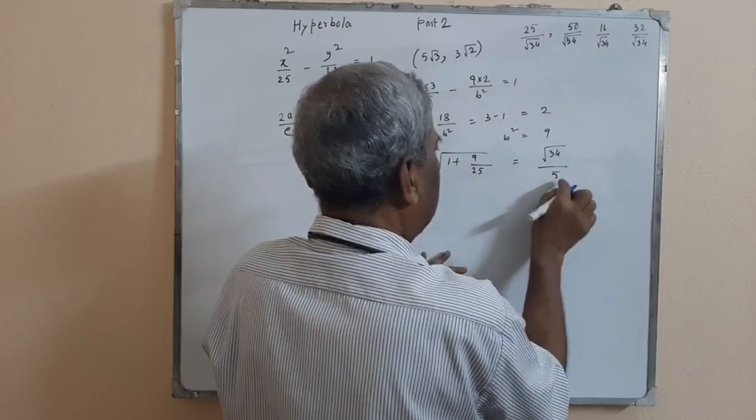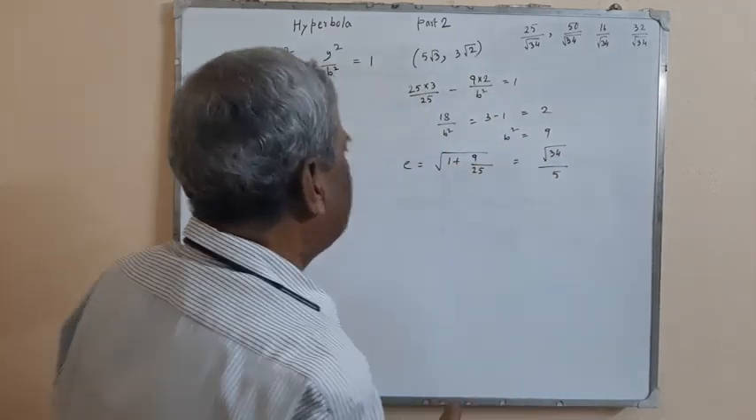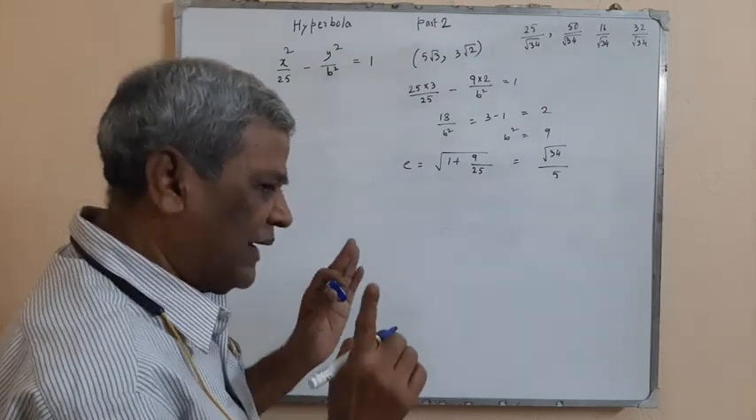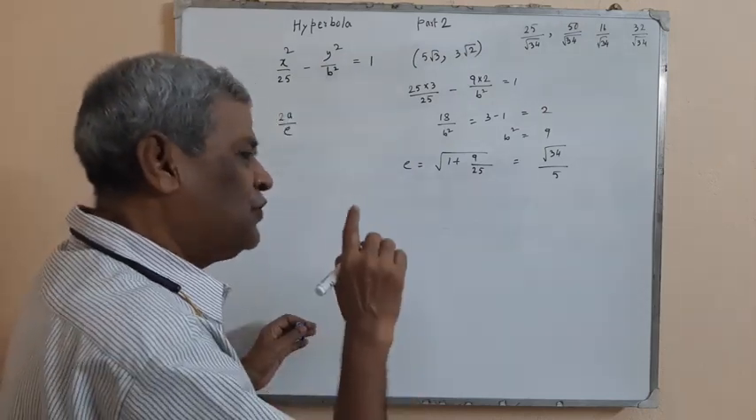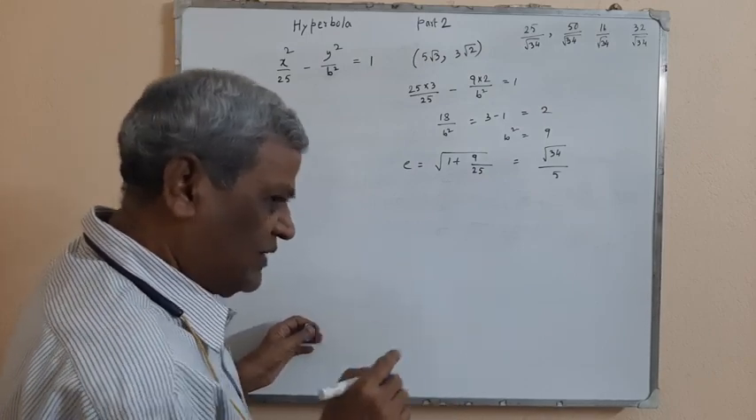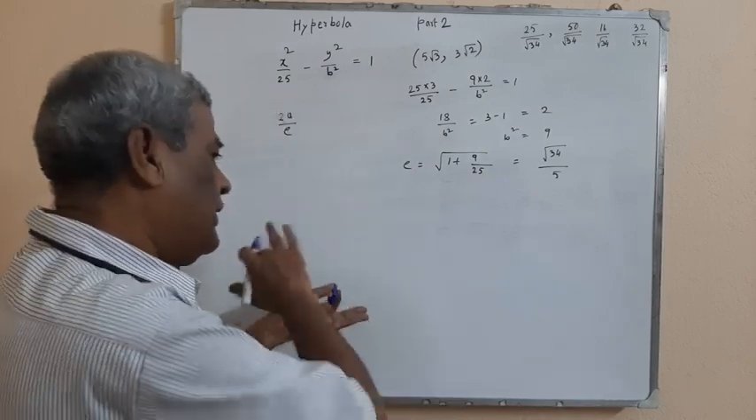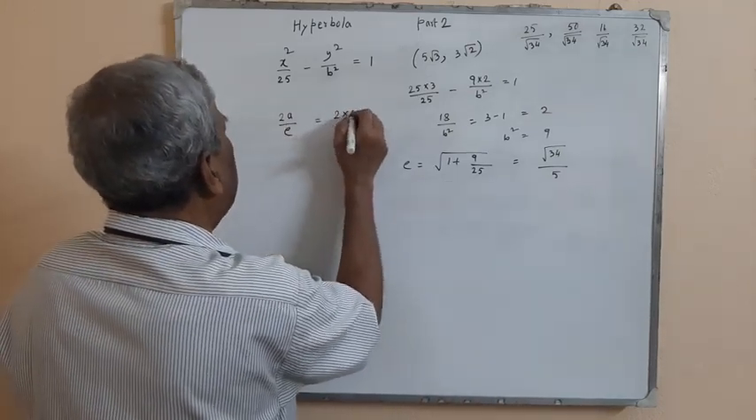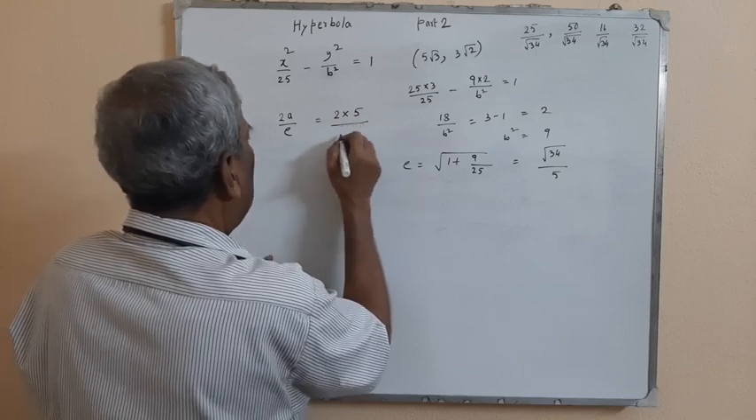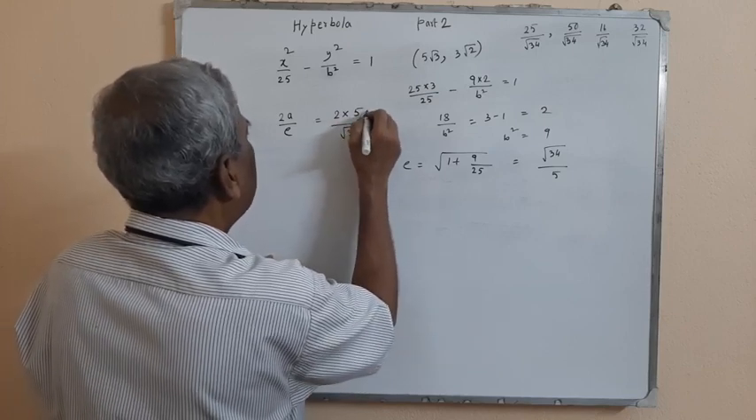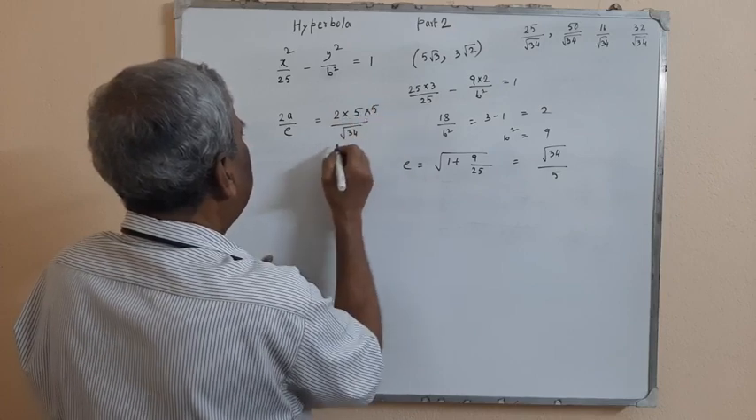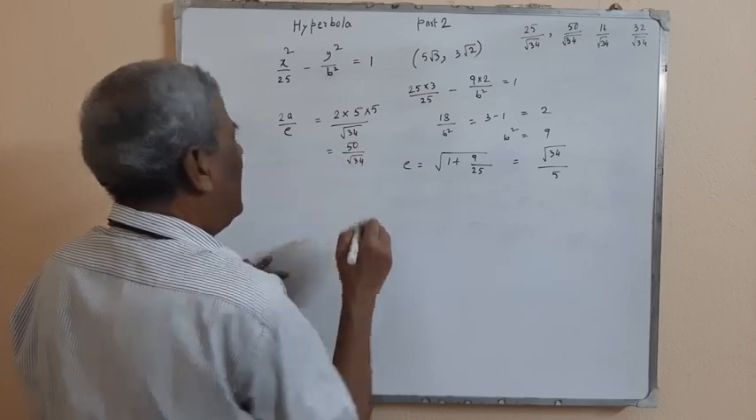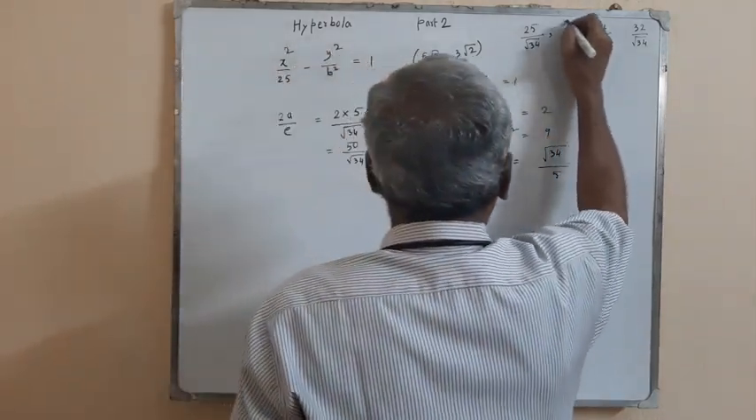Root 25 is 5. Okay, this is the eccentricity. And we have to find the distance between the two directrices. From the origin, the distance of each directrix is a by e, so the distance between them is 2a by e. So it is equal to 2 into 5 by e, root 34 by e. So 50 by root 34 is the answer. This is the correct option.